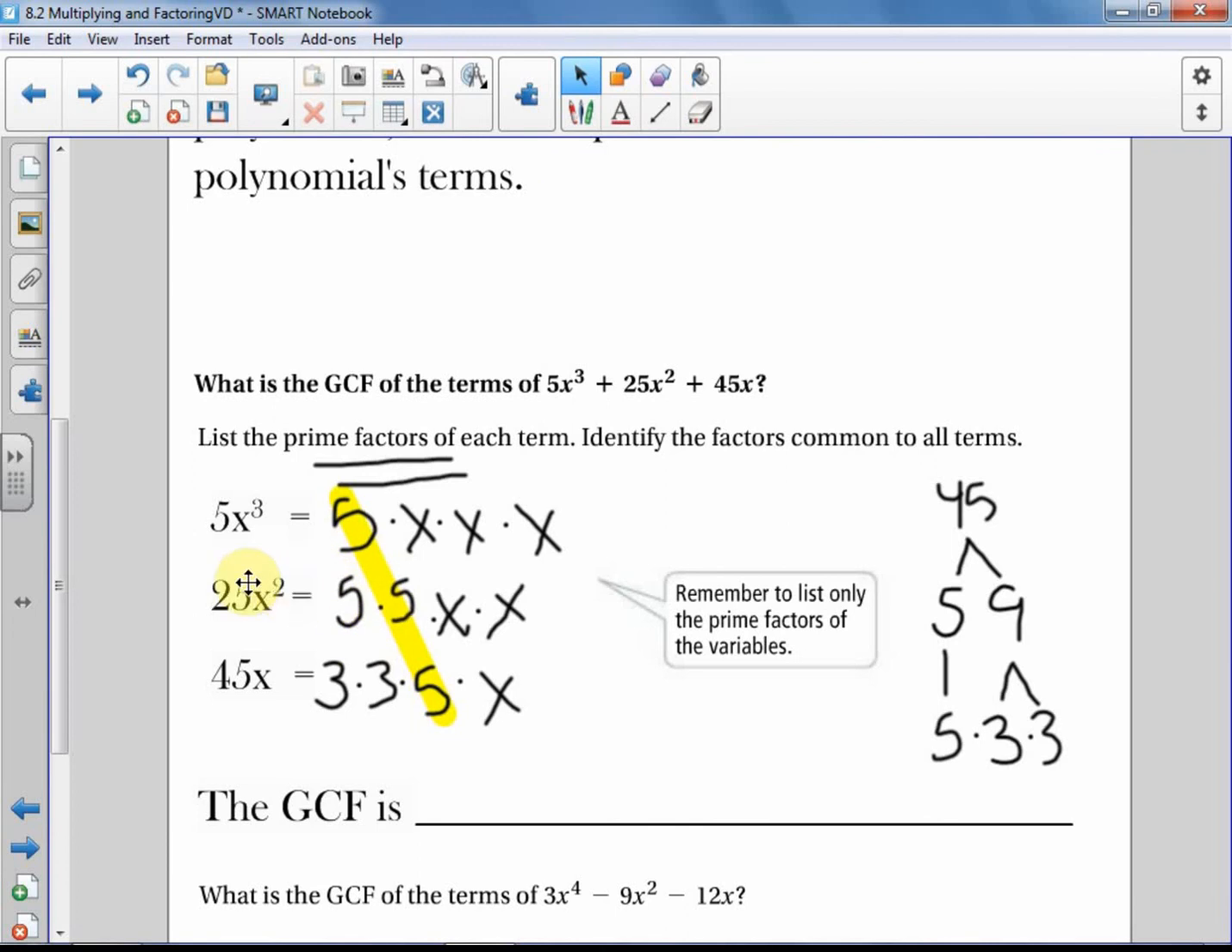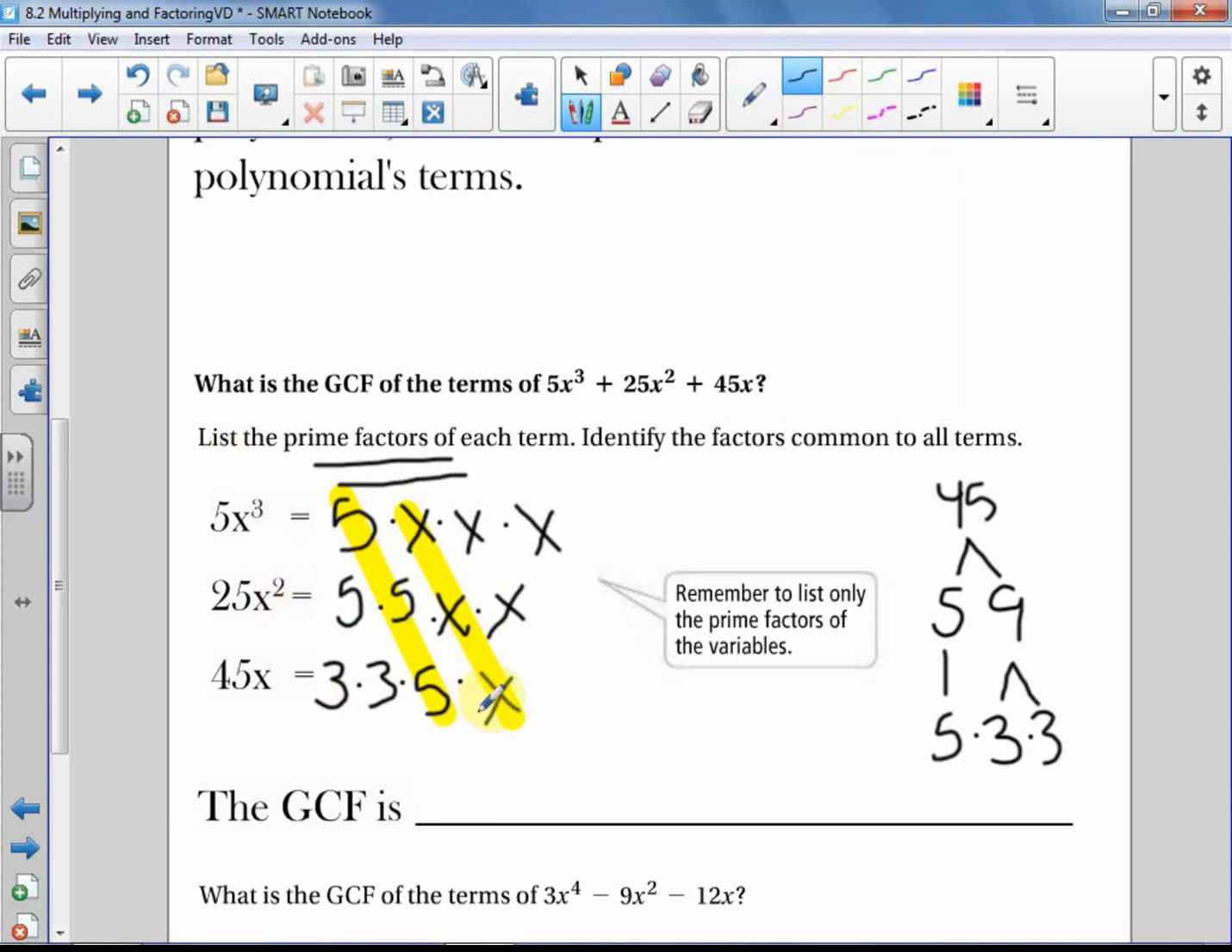There are no 3's in these two monomials, so we don't have any 3's in common. Do we have x's in common? It looks like it. So each monomial has an x term in common, just one. If 45x had an extra x to it, we'd have 2 x's in common. But since 45x has only one x, we can only use that one x for common factors of all 3 monomials.